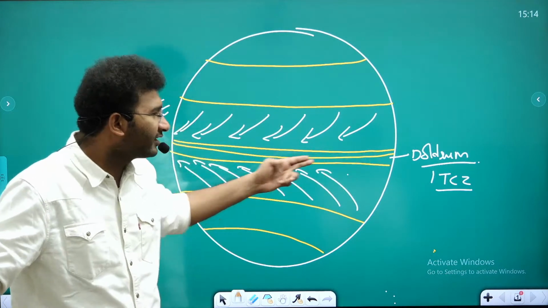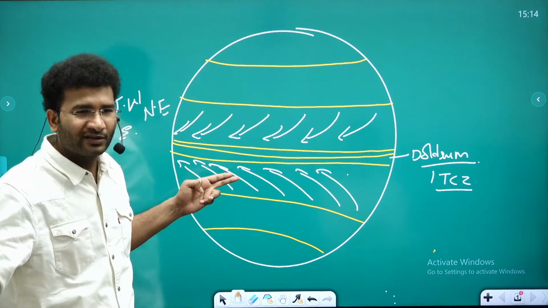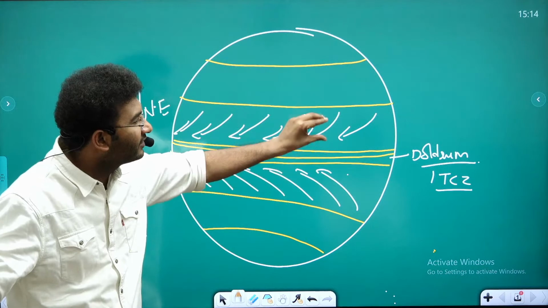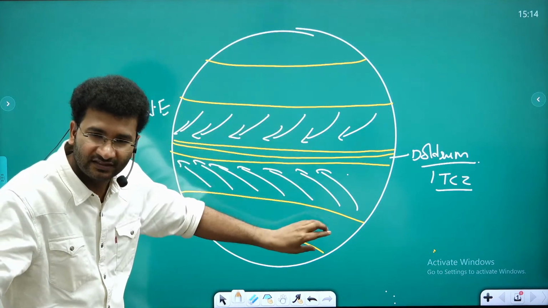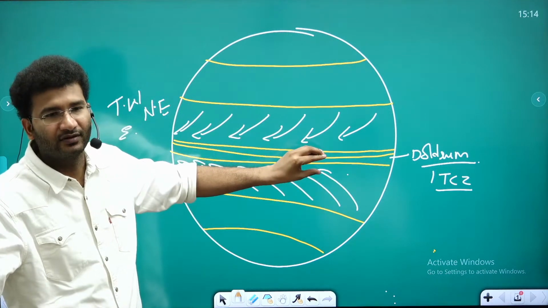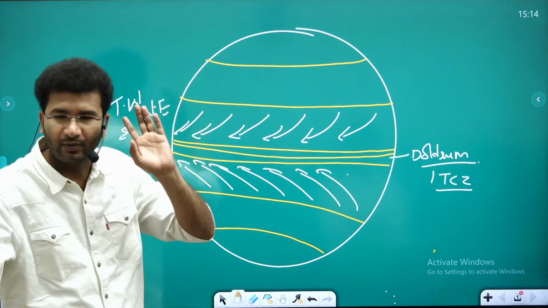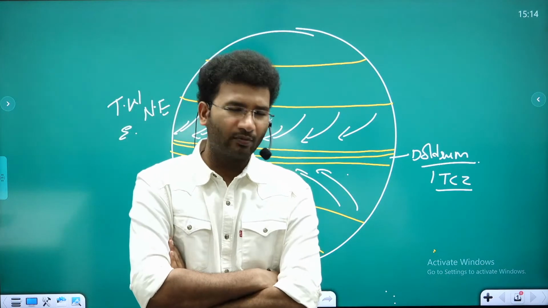What is this? This is nothing but the equatorial low pressure belt, and this is also nothing but the doldrums. This is also nothing but the ITCZ, and this ITCZ moves: in the month of December, it will be in the southern hemisphere. In the month of June, it will be in the northern hemisphere, right? Number one. So coming to the monsoon concepts, monsoon is a global phenomenon.